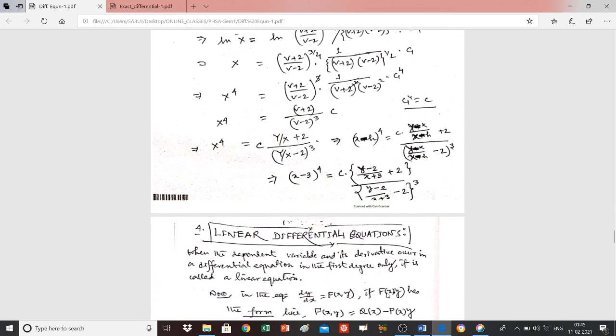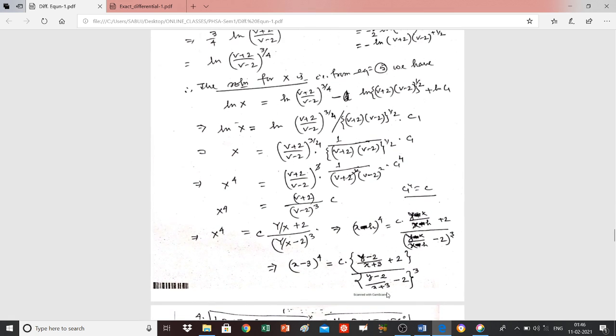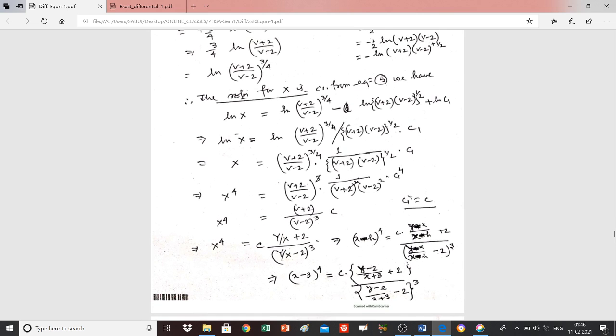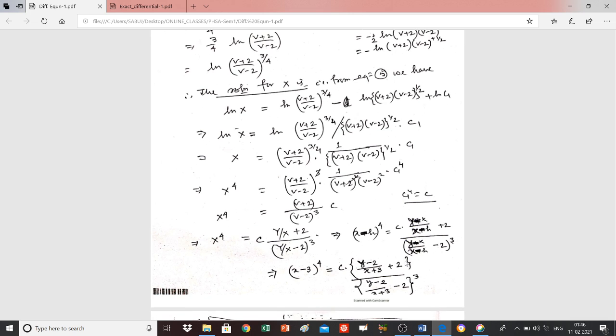Now this is the method to solve how a non-homogeneous equation can be converted into a homogeneous equation, and then to solve it. So this is all about this process, and after that we will know how to solve exact differential equations in our next class.